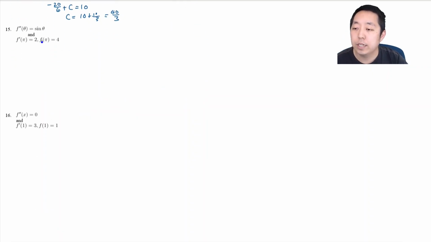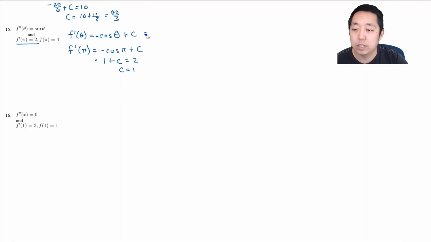Okay, same thing here. First, I find the first derivative by taking the antiderivative of the second derivative. So that's cosine theta. I've got to do a negative sign, though, because the derivative of cosine is actually negative sine. So I've got to make sure I have a negative sign there. And so then, using this, I can find the constant of integration. f prime of pi would be negative cosine of pi plus c. Negative cosine of pi is negative 1, so that makes it positive 1. Plus c is equal to 2, so c equals 1. So this is negative cosine of theta plus 1.